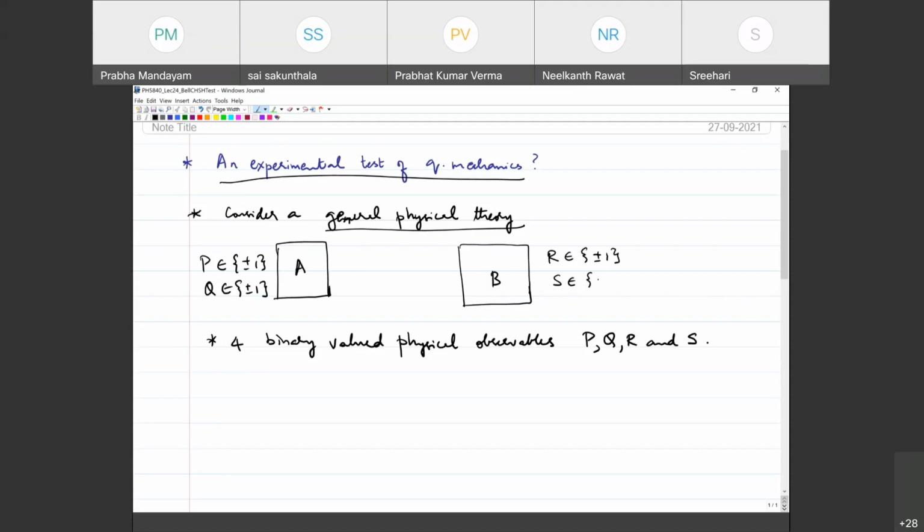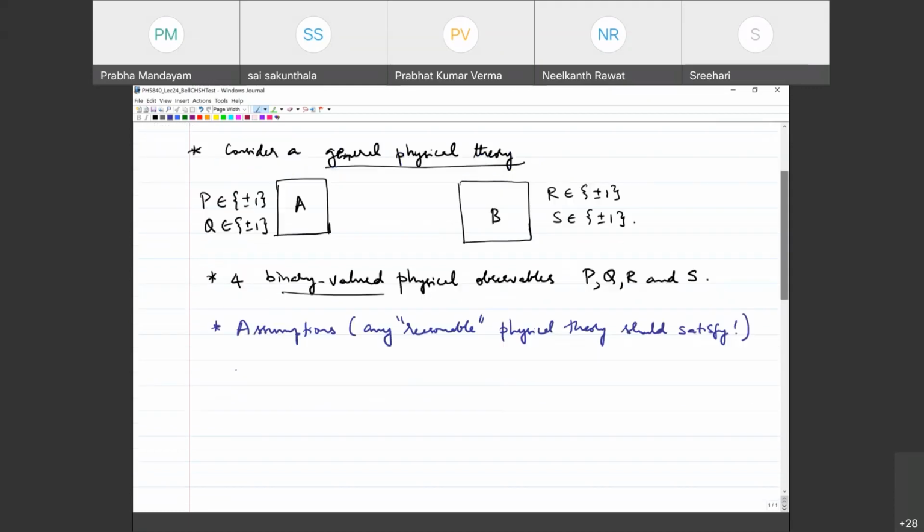Of course, there are several such quantities we know. Spin observables are a simple example of this. There could be energy states of two-level systems, right? There could be anything, polarization states of light, etc. So we have these four binary valued observables. And now we are going to make some reasonable assumptions. These are assumptions which we think any reasonable physical theory should satisfy. What are these reasonable assumptions?